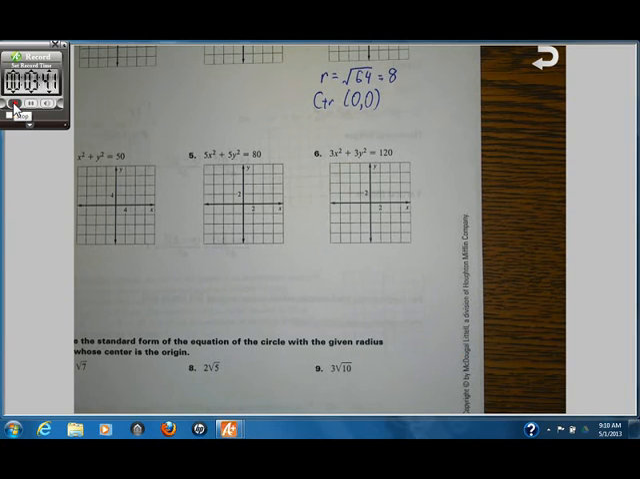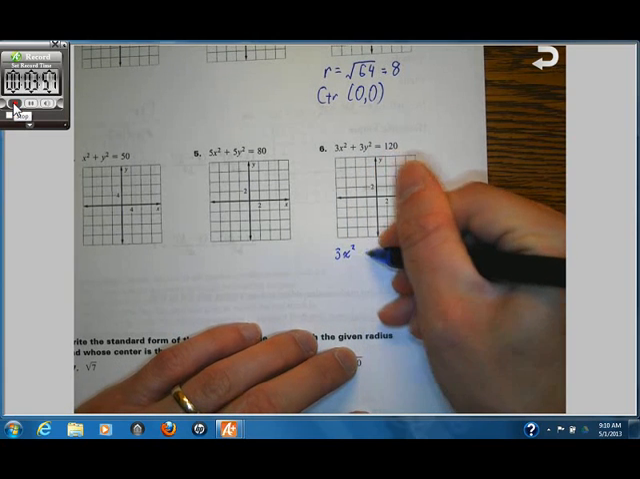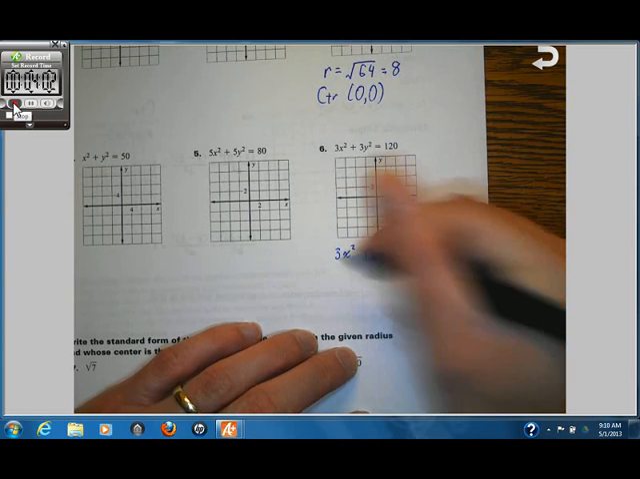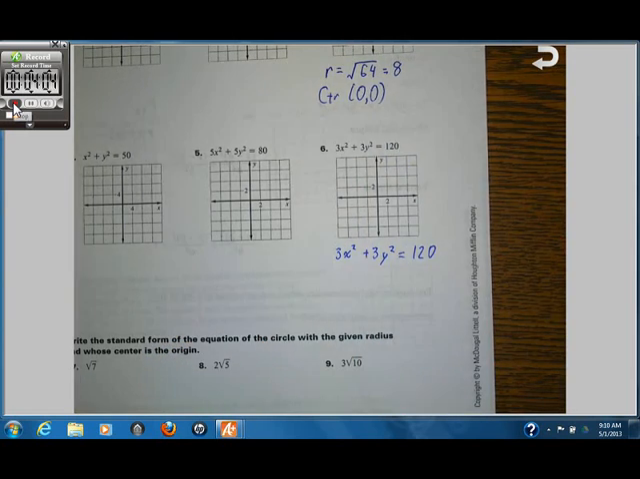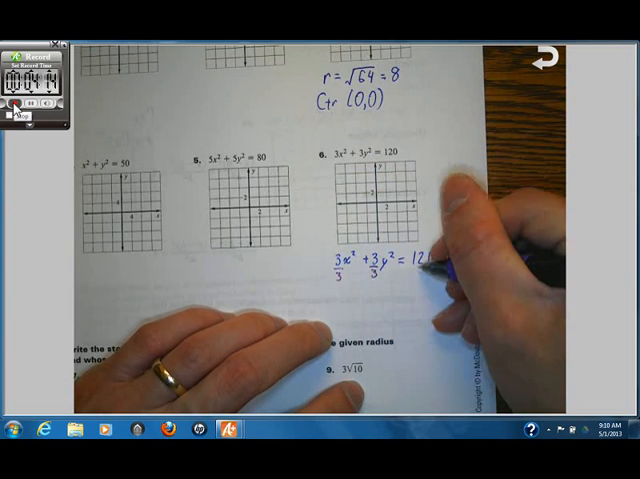And so, what are we going to do to cancel the 3 on the x squared and the y squared? What's the opposite of multiplication? Divide. So you're going to divide everything by 3. So here we have 3x squared plus 3y squared equals 120. And we divide each of them. I'm going to use a pretty purple pen. Okay, divide by 3 here. Divide everything by 3. And with the color resolution, it doesn't show up that great, so forget about that.